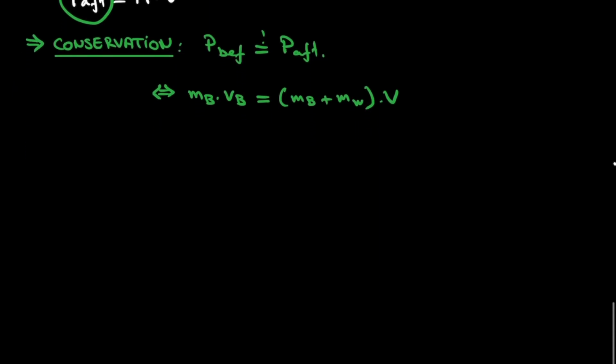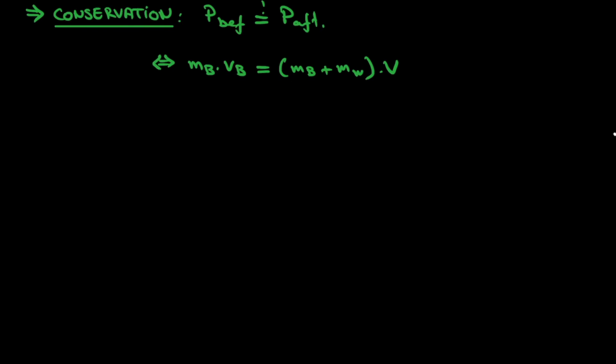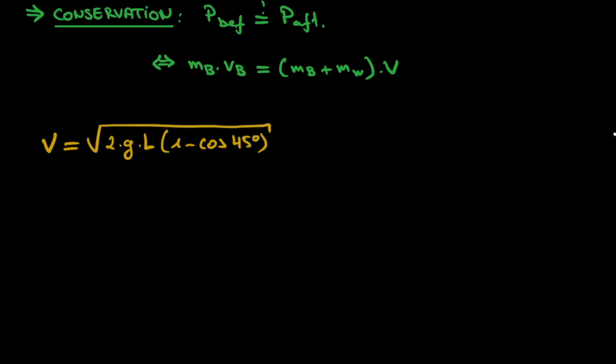And at this point I want to remind ourselves of what we've just found with the conservation of energy. What we found there was that this total V, this velocity right after the collision of the bag plus the bullet, is equal to the square root of 2 times g times L multiplied by 1 minus the cosine of 45 degrees. This we found by using conservation of energy, linking this 45 degrees with this V. However, we want to link this 45 degrees with this v, the velocity of the bullet before impact.